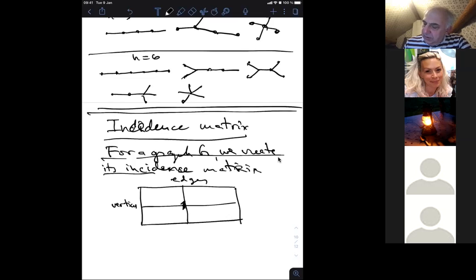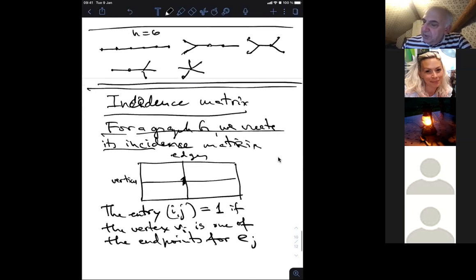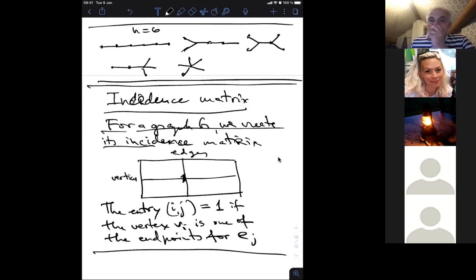So the entry ij equals 1, or maybe some number if we allow multiple edges, but typically 1 if the vertex vi is one of the endpoints for the edge ej. In many applications, the incidence matrix is more convenient, although it looks clumsier than the adjacency matrix, and sometimes it's easier to work with for several purposes.